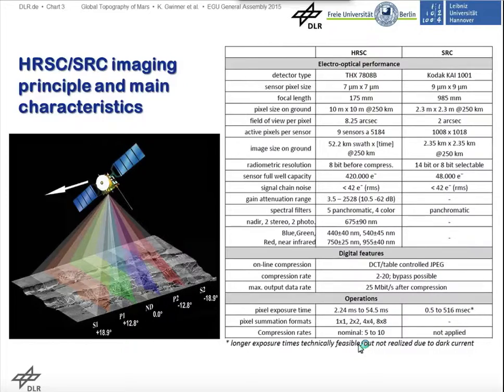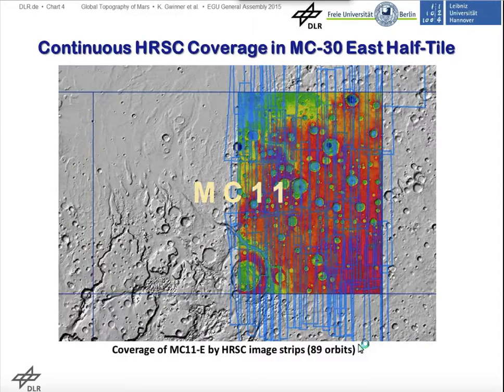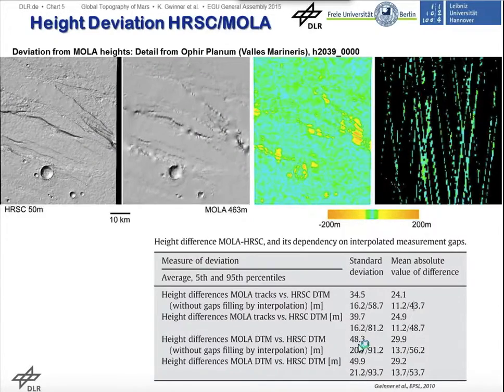What do we need for it? HRSC data, of course. Coverage, which we are just now in the position only to get in the way we need it. This means complete coverage by adjacent stereo strips. I will show later why.